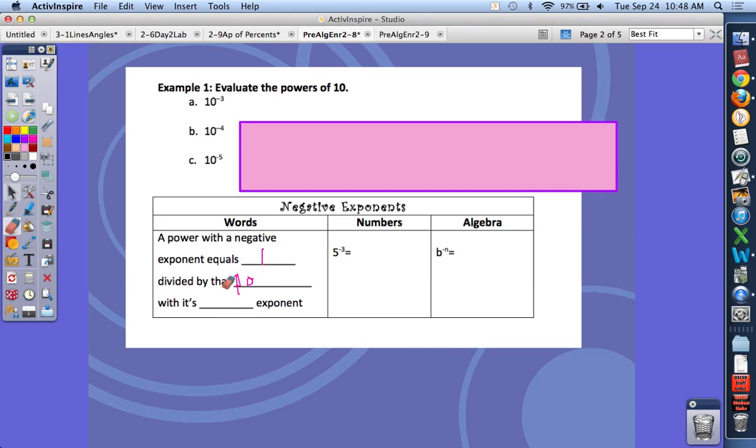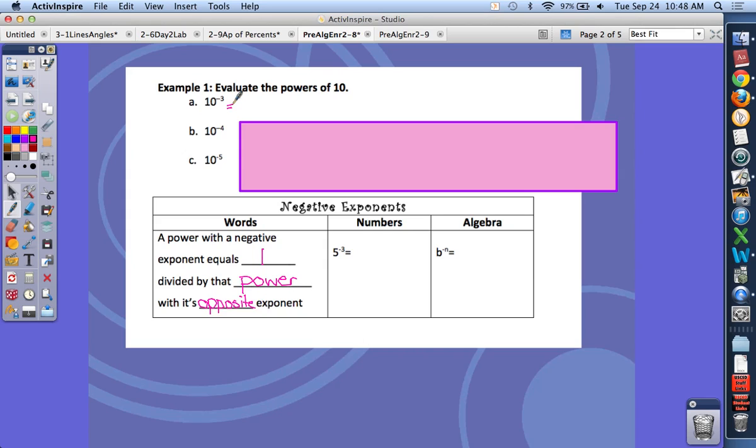Let me write that again. 1 divided by that power with its positive, or opposite actually, opposite exponent. So 10 to the negative third, or negative 3, what would that actually be?